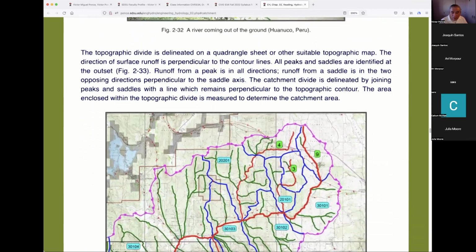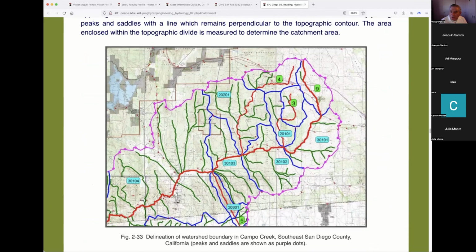I have an example here. Prior to GIS, maybe 20, 30 years ago, we were doing the area calculations manually. And I did this project in Campo Creek, in southeast San Diego County. As you can see, we went in there and determined the peaks from the topography, from the quad sheets, and the valleys, and then we were able to delineate the basin. That's the purple over here, and the rivers, and so on and so forth. The main river is this in red in here.